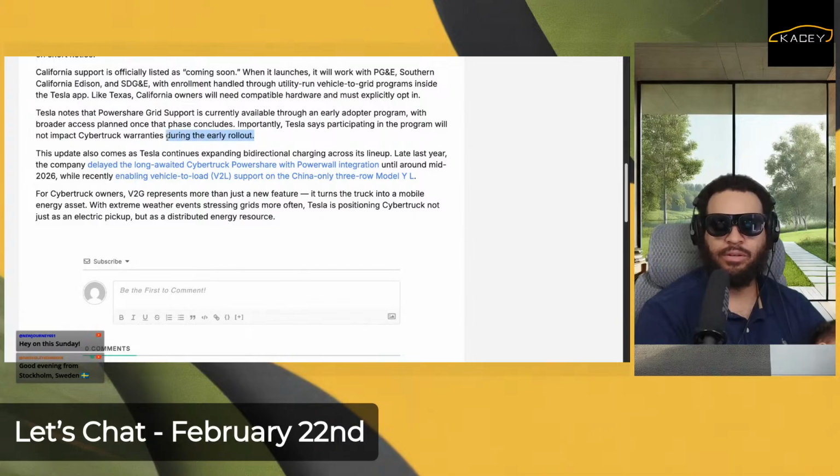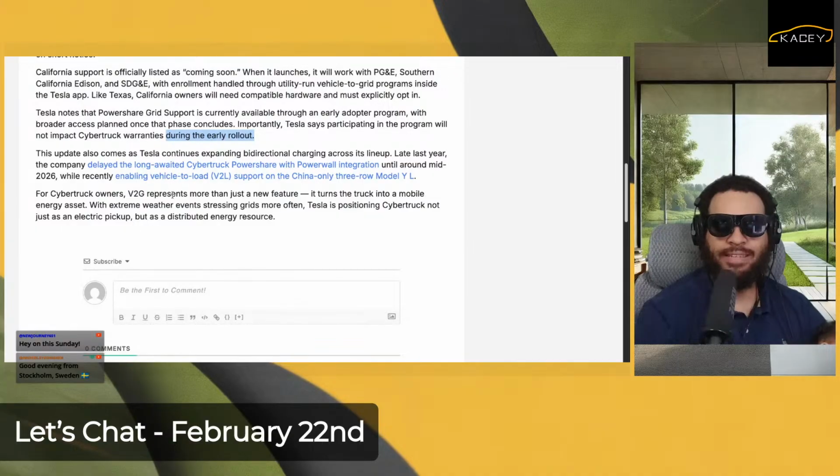I don't like that part. But based on what we've seen from the battery testing and what they'll see on the pilot, there won't be any impact to the warranty. This is my reasoned prediction. The update also comes as Tesla continues expanding bidirectional charging across its lineup.